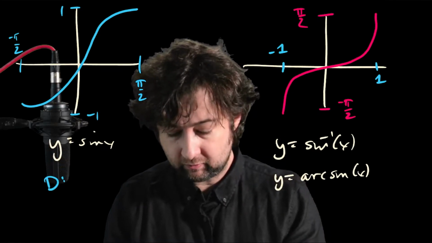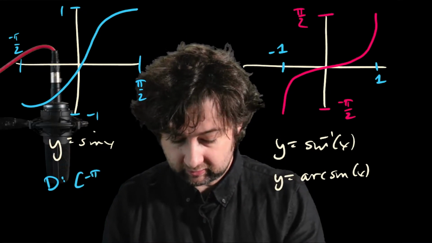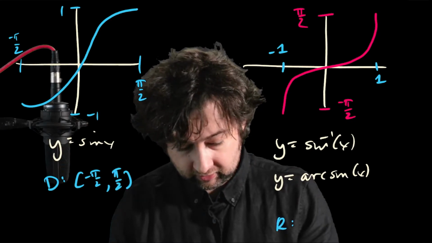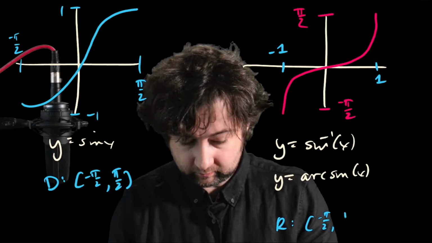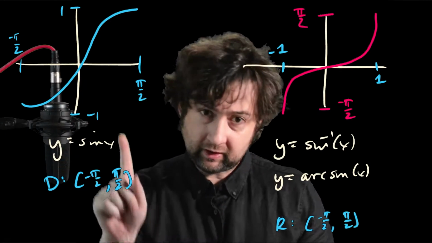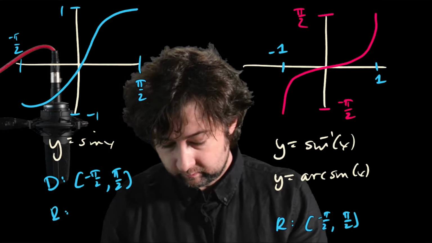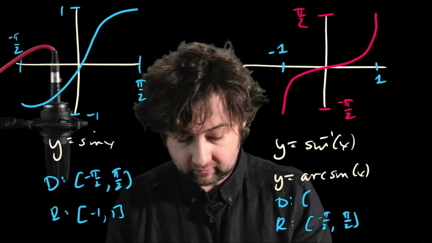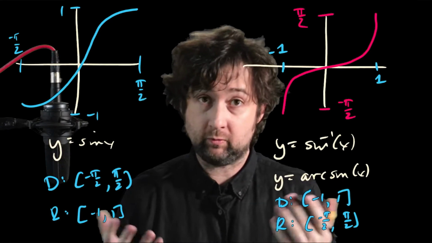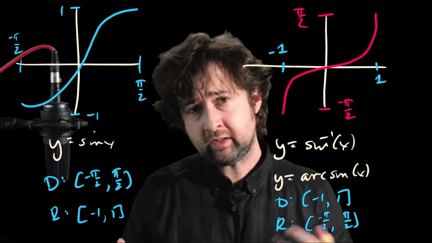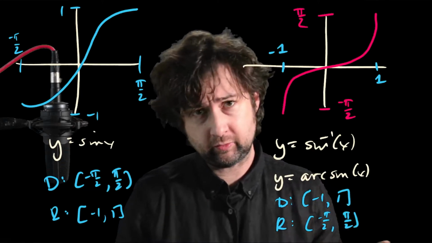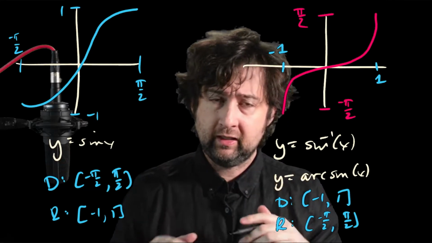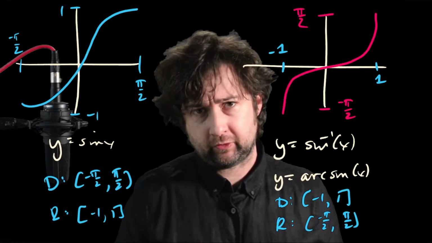So if the domain over here was from minus pi over 2 to pi over 2, then the range over here is from minus pi over 2 to pi over 2. And the range on this side was all the values between -1 and 1, which means the domain over here is all the values between -1 and 1. So the easiest way to think about what an arcsine is doing is it reads a number between -1 and 1 and then tells you the angle that it came from.